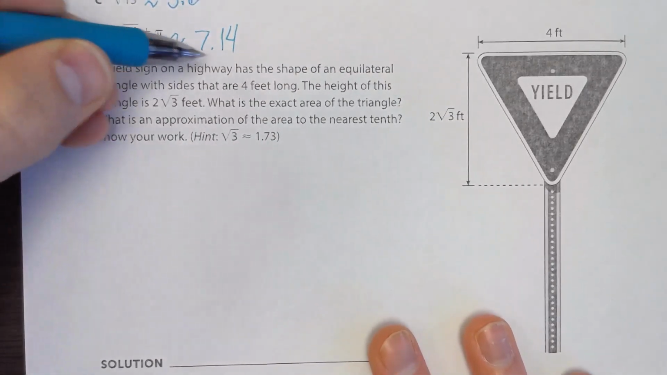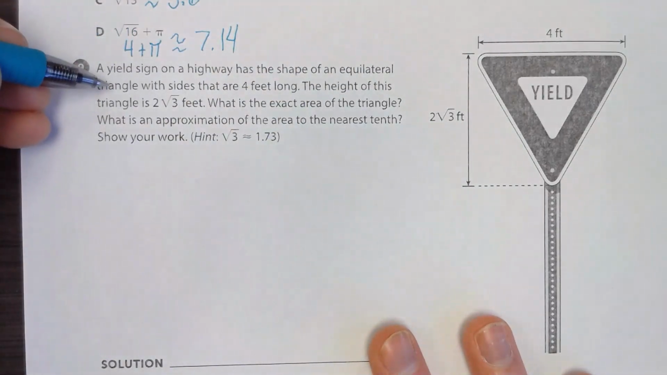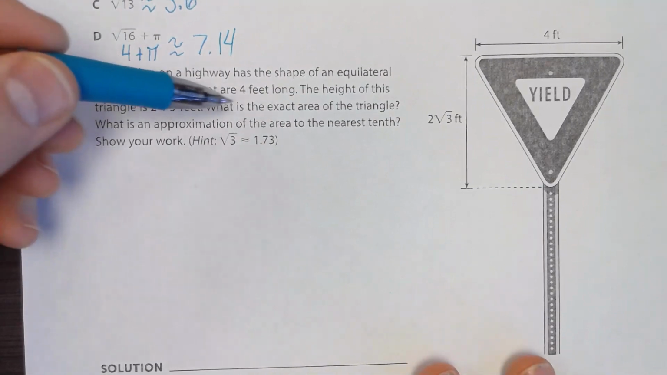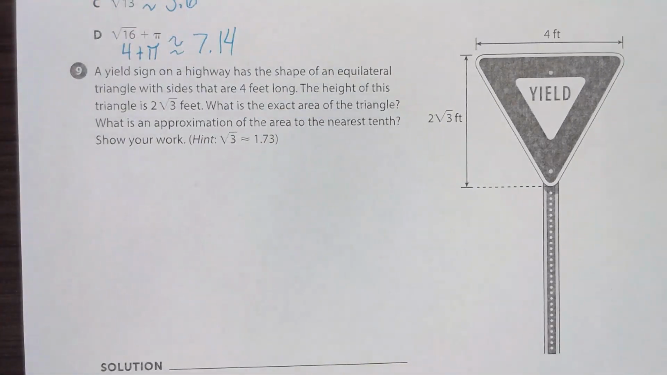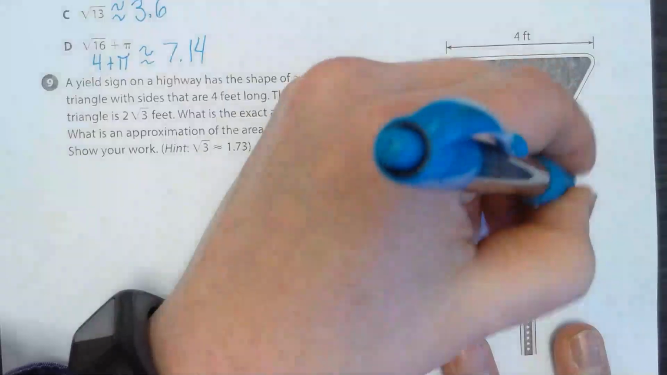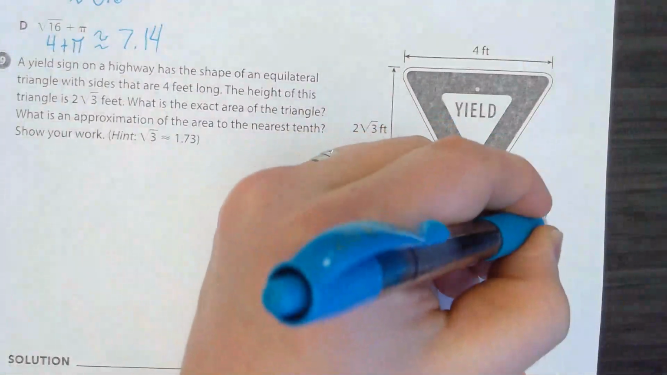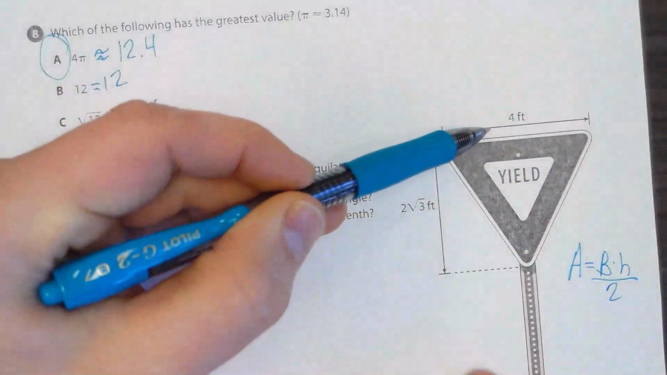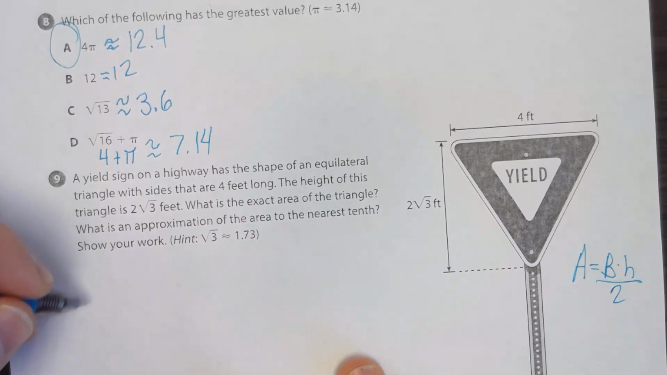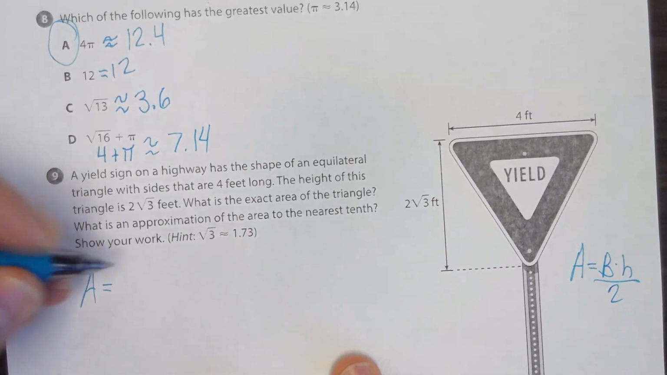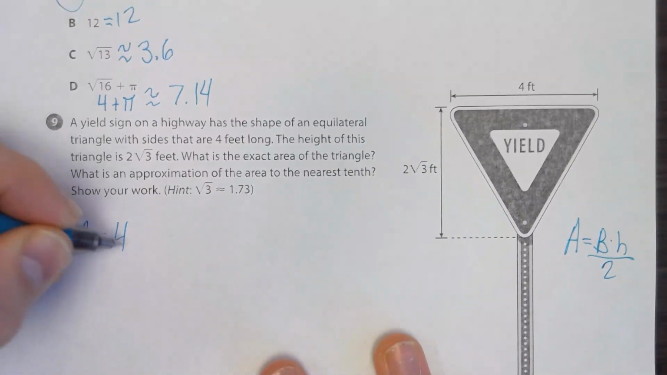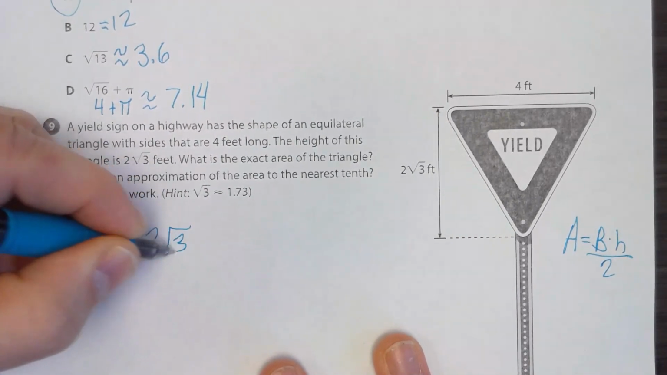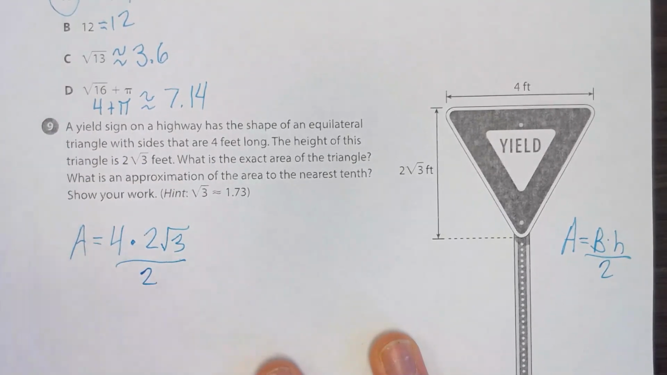This says a yield sign on a highway is in the shape of an equilateral triangle, which means all sides are the same, right? But who cares? It wants us to find the exact area of the triangle. We find the area of a triangle by doing base times height divided by 2. Okay, so our base is 4. The area is equal to a base of 4 times a height of 2 square roots of 3, all divided by 2.